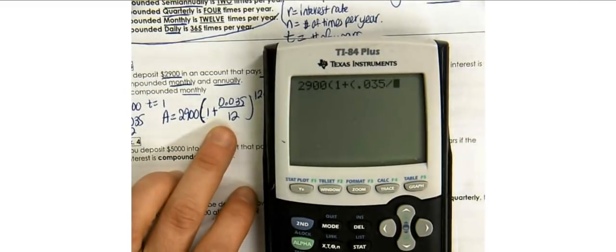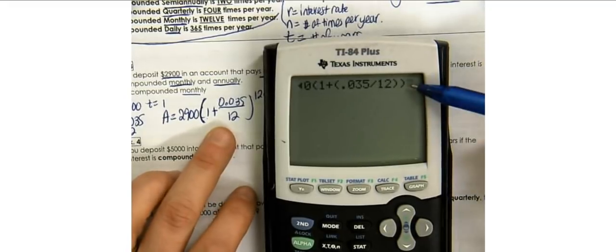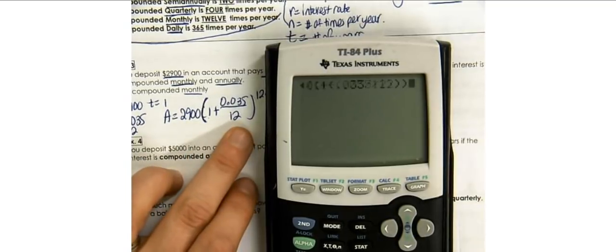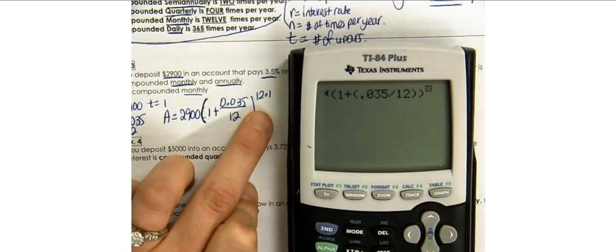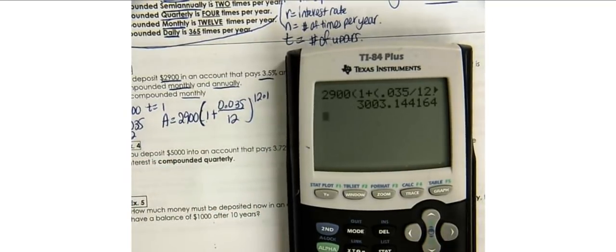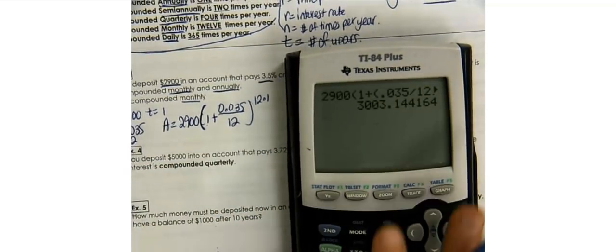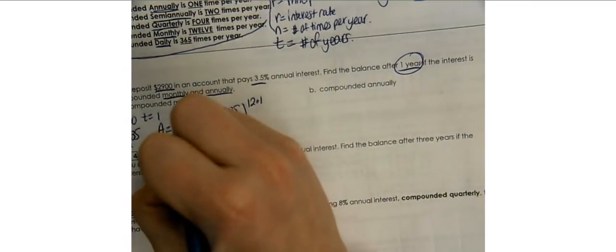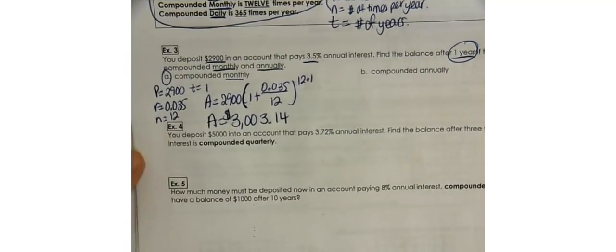0.035 divided by 12, closing my parentheses. And then I'm going to close my parentheses again because now I'm done with this full parenthesis. And I'm going to raise this to the 12 times 1 power, which is 12. I'm going to press enter and end up with 3,003. So A is equal to $3,003.14. So that's how much is in the account after a year.